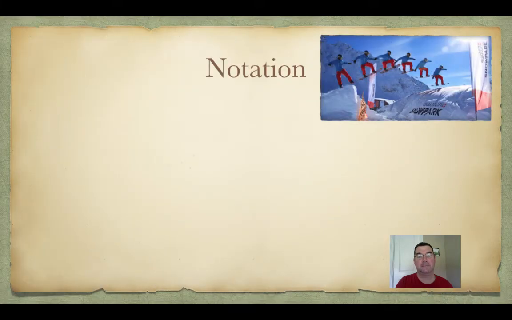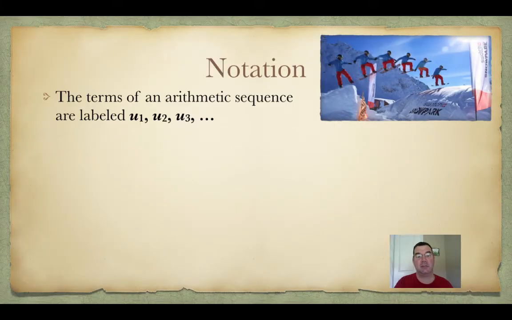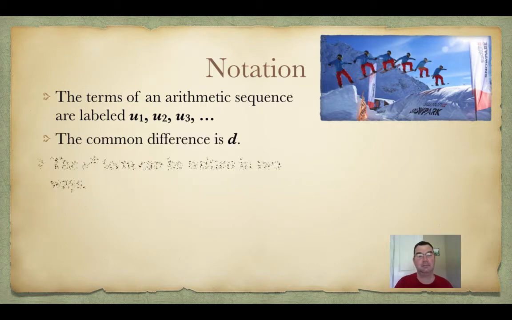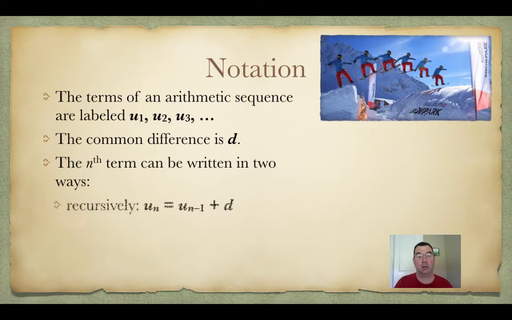All right. So for notation purposes, we need to get used to how these things are written. The terms are written using the letter U. So U1 is the first term, U2 is the second term, U3 is the third term, and so on. Okay, and the common difference is referred to as D. So if I wanted the nth term, or Un, it can be written in one of two ways.